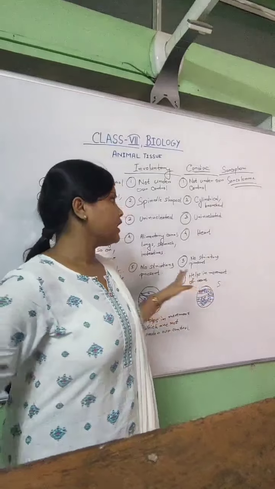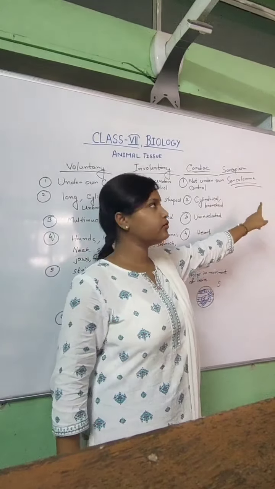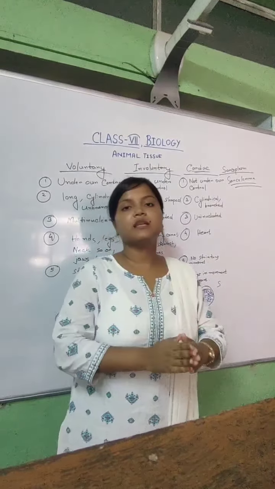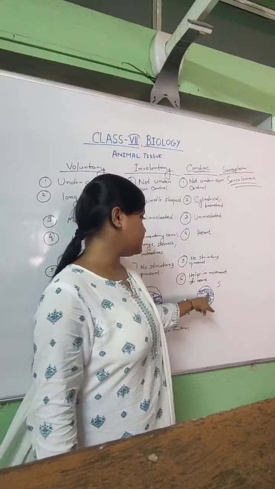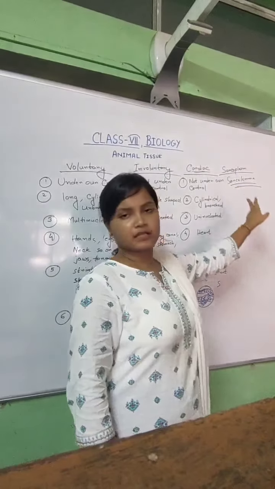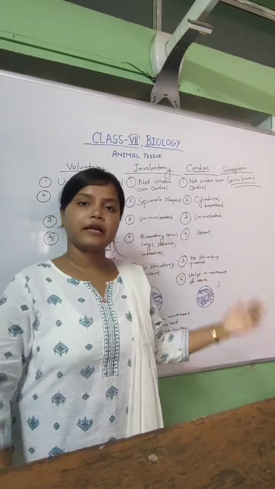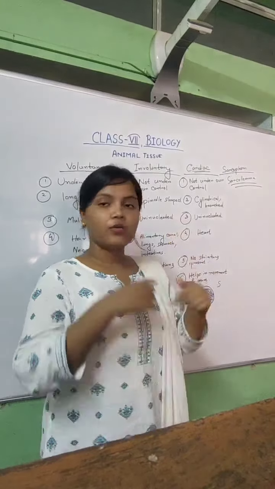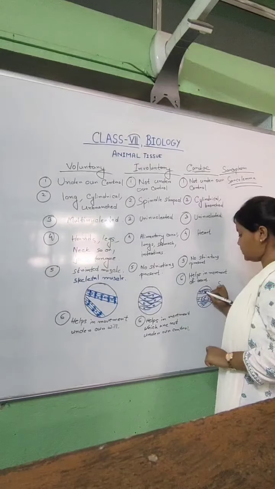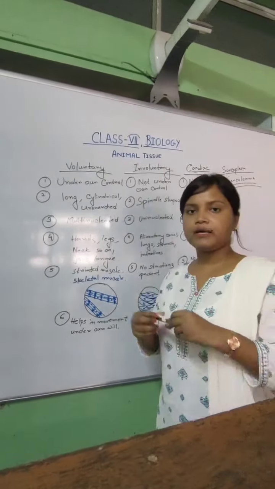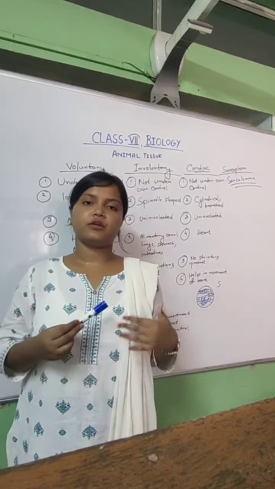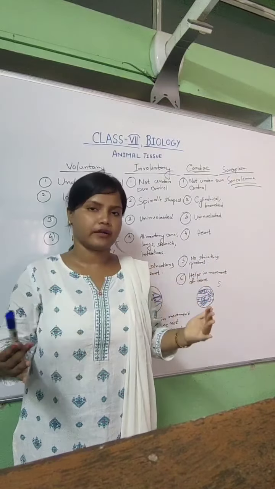Two more things that you need to learn here are sarcoplasm and sarcolemma. What is sarcoplasm? The specialized cytoplasm present inside the cardiac muscle cells. That is called the sarcoplasm. And the outer covering is called the sarcolemma. So sarcolemma and sarcoplasm you need to remember. Sarco means flesh. If there is sarco present in the name, it is related to muscle.